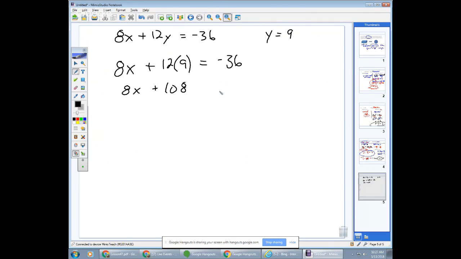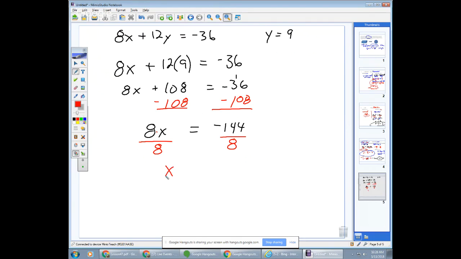Plus that 8x. All right, what should I do next now that I've cleaned that up? Minus that 108, beautiful. So that's going to give me 8x alone on one side, and then negative 36 minus 108 is what? 144? And negative, right? Yep. Divide 8 into that to break the multiplication. And let's see. Negative 18? Okay.